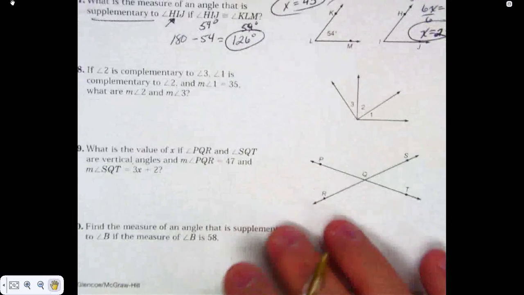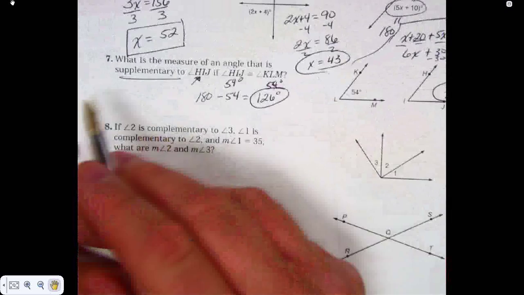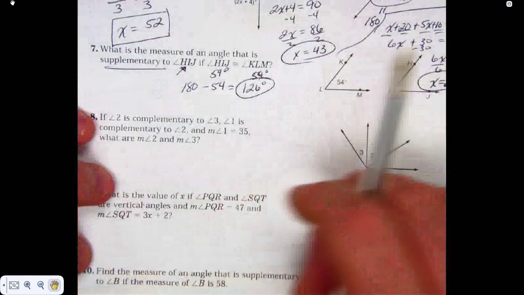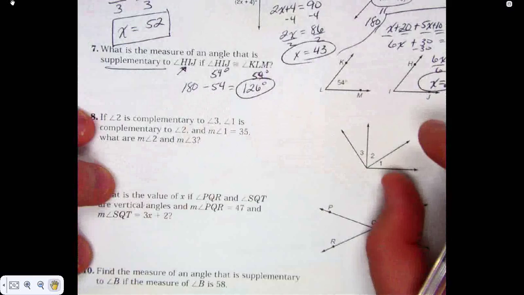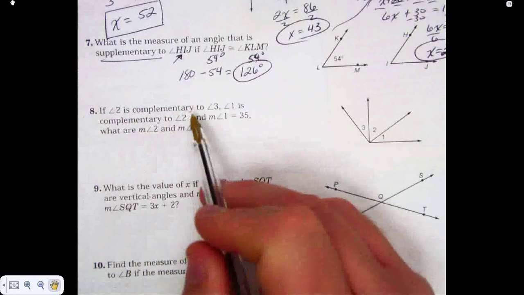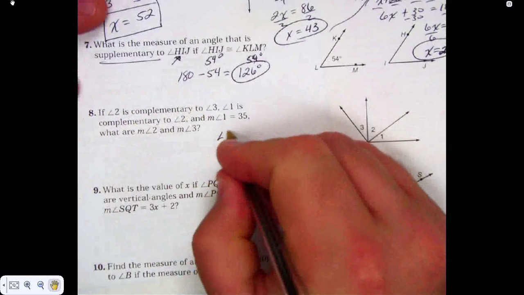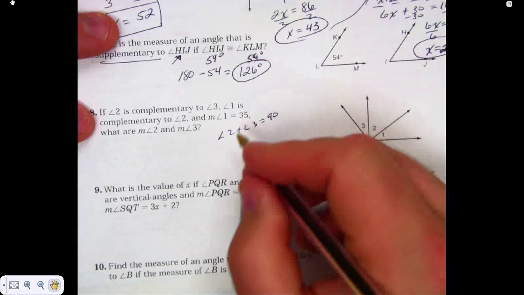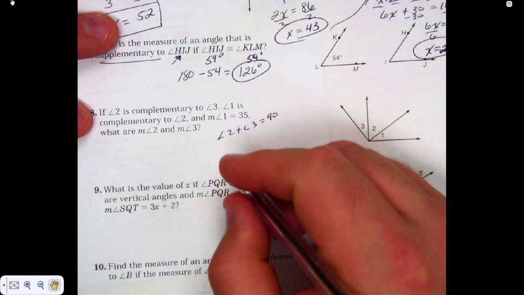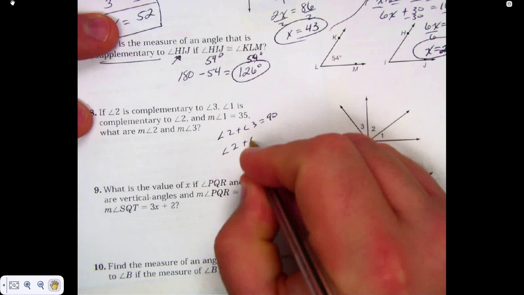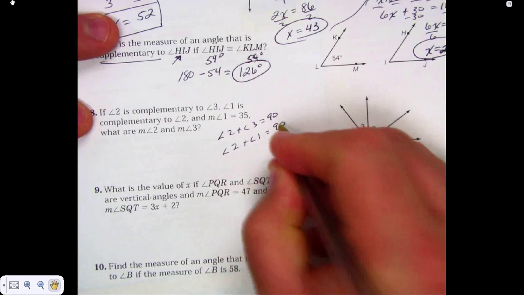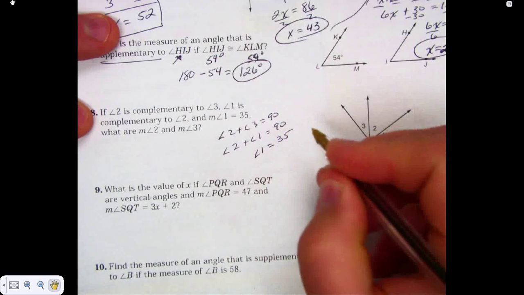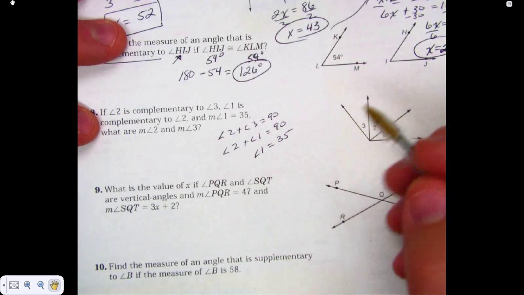Okay, as a whole this can sound confusing, can't it? But if you look at each piece separately, it's not so bad. It leads you to the answer. If angle 2 is complementary to angle 3, so angle 2 plus angle 3 equals 90. Angle 1 is complementary to angle 2, so angle 2 plus angle 1 also equals 90. Angle 1 is equal to 35. What are the measures of angle 2 and angle 3?